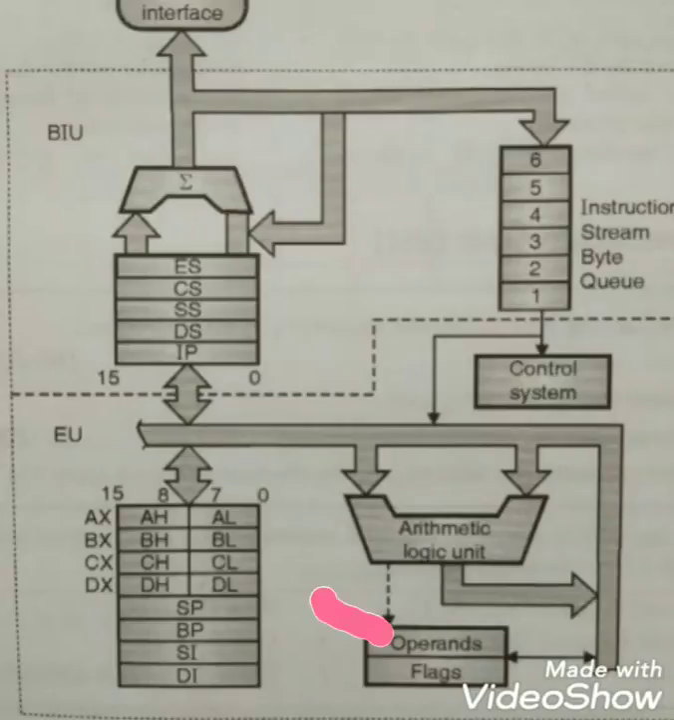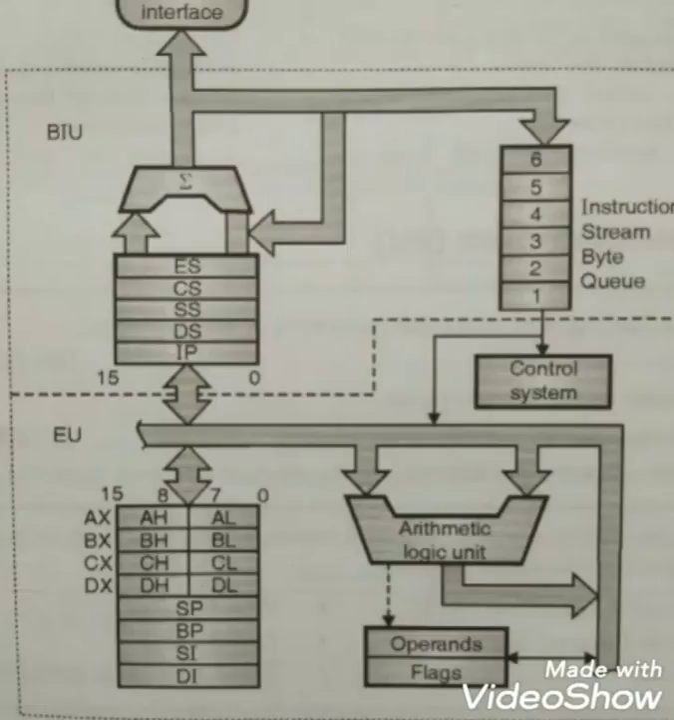Operand register, it is a temporary register. It is not used by the programmer, it is used by the processor itself. In case of exchange instruction, if there is data to be stored for temporary purpose, processor uses that operand register in such cases for the temporary storage. Then stack pointer, base pointer, source index, destination index.